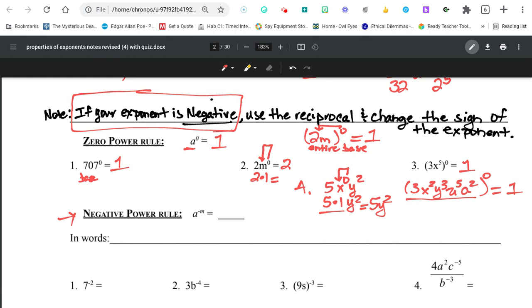Negative power rule. A, or any number, it doesn't have to be a number, any number or variable or term or expression raised to the negative exponent. So I'm going to say base A is the same as base A over 1. So instead of having A in my numerator, I'm just going to put whatever that variable is or what number or whatever it could be in my denominator.